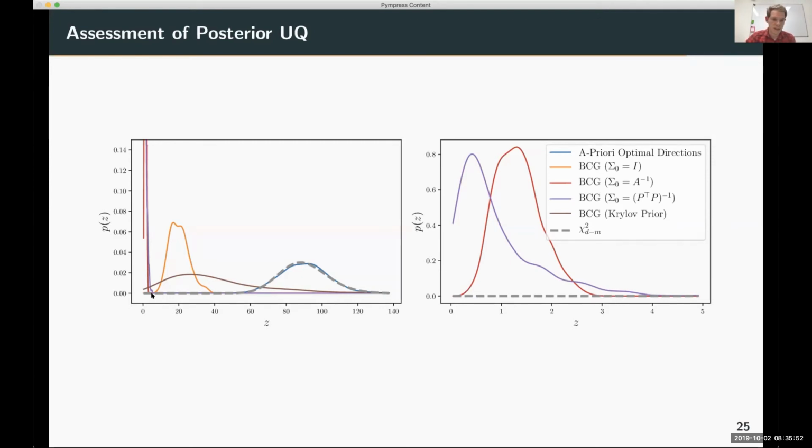So when sigma naught is I, we have only a moderate left shift. And when sigma naught is A inverse, this is what's shown right on the left of this graph here, which is zoomed into in the right panel. When sigma naught is A inverse, it's quite conservative. And when sigma naught is P transpose P inverse, it's very conservative.